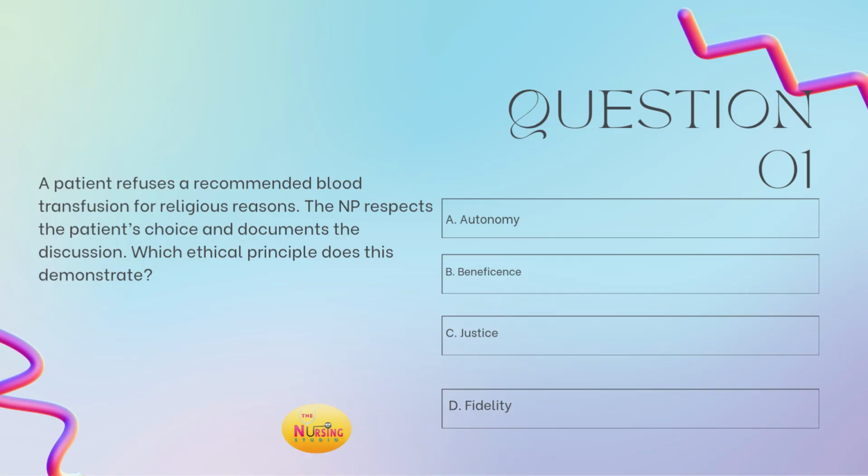All right, I always recommend reading the stem of the question first, as it allows you to slow down to ensure you're answering what is being asked of you. So here, the stem of the question states, which ethical principle does this demonstrate? So let's see what we're talking about. We have a patient that refuses a recommended blood transfusion for religious reasons. The NP respects this as the patient's choice and documents the discussion. This is classic for autonomy, that free will and the patient being able to be fully hands-on to their decision making.